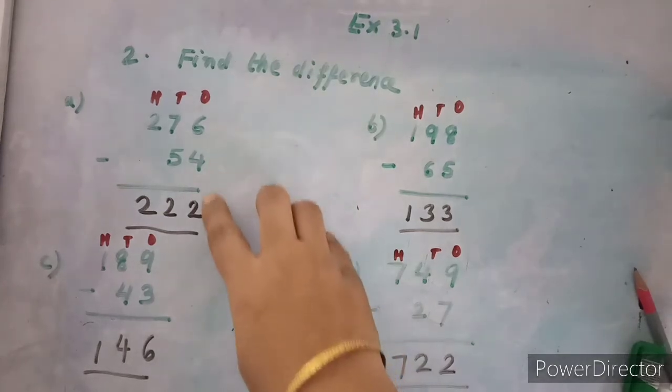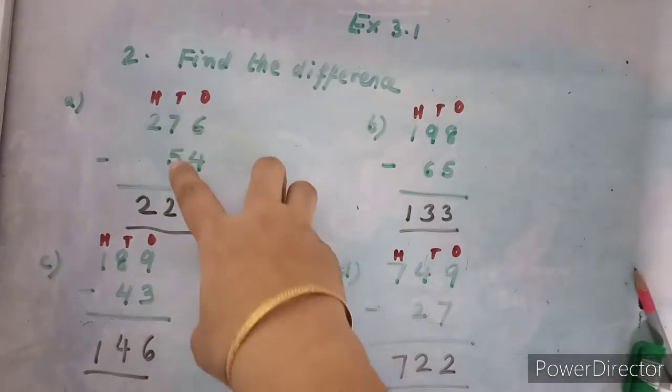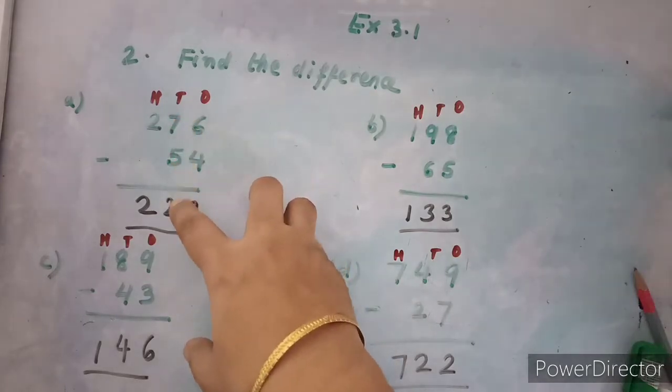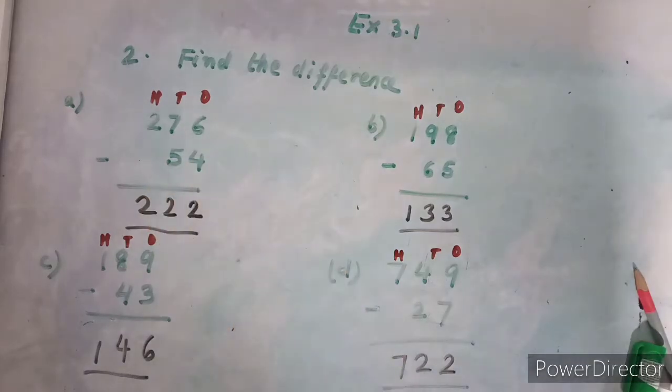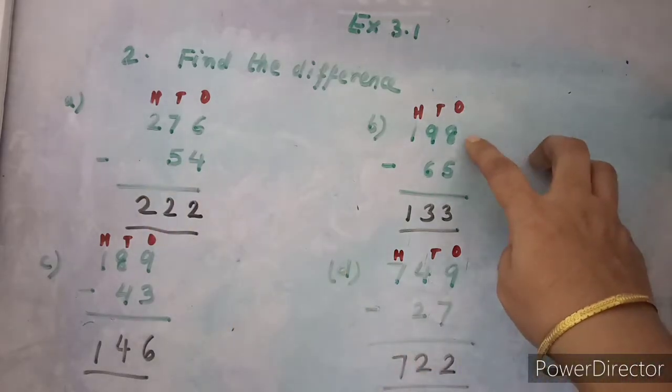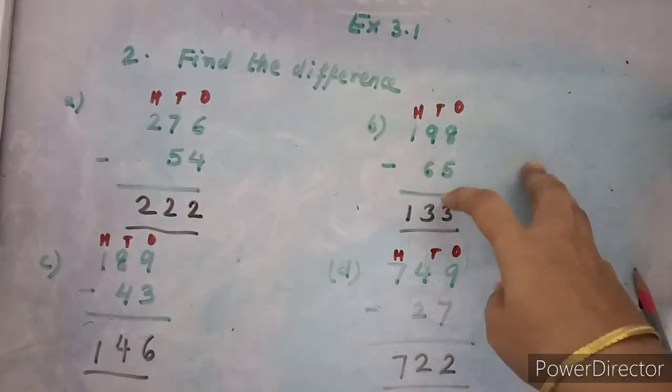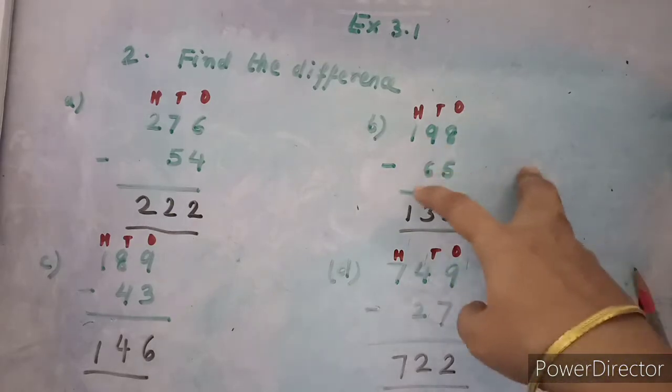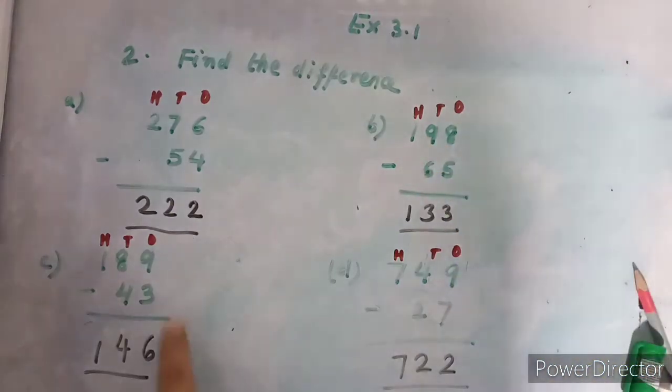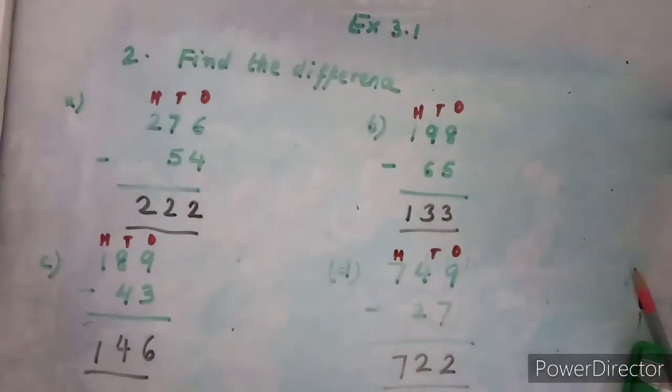6 minus 4 is 2. Then 7 minus 5 is again 2. And 2 minus 0 is 2. Here 8 minus 5 is 3, 9 minus 6 is 3 and 1 minus 0 is 1. So here also you can calculate and you can write the answer. Now go for the next.